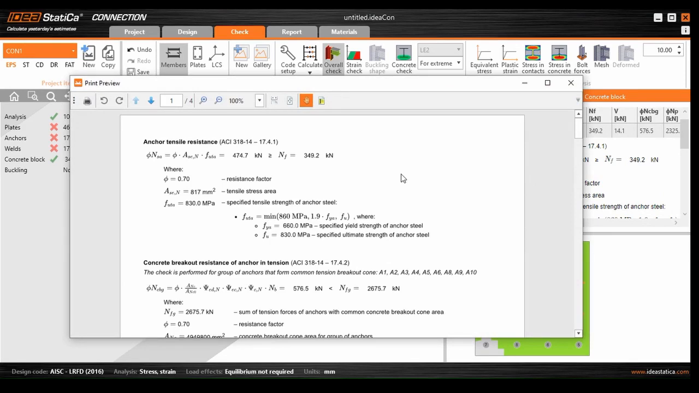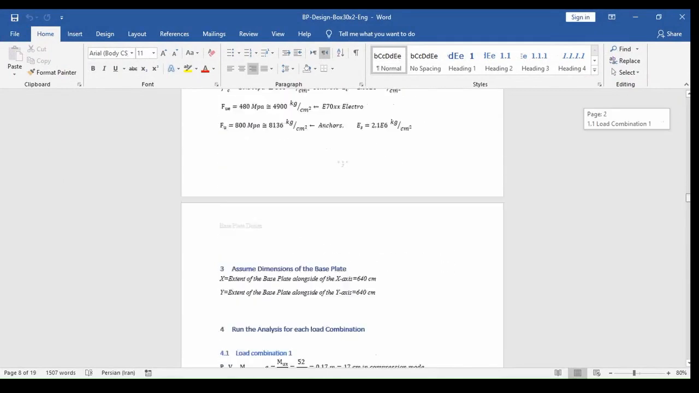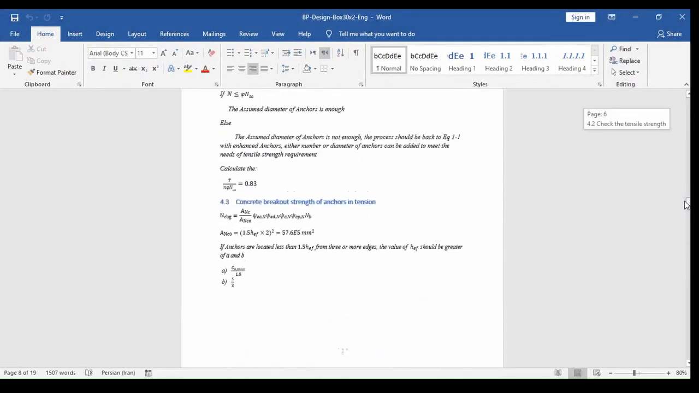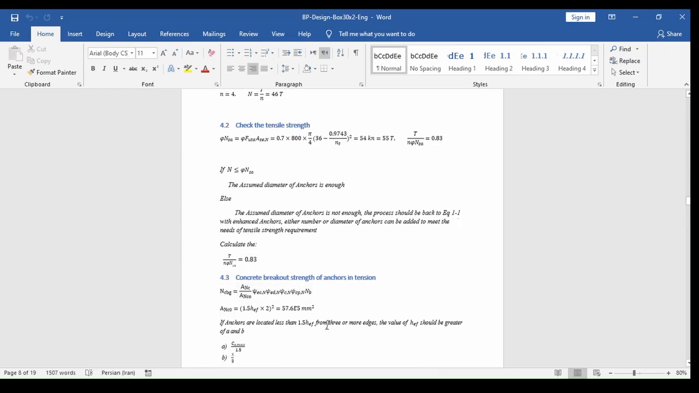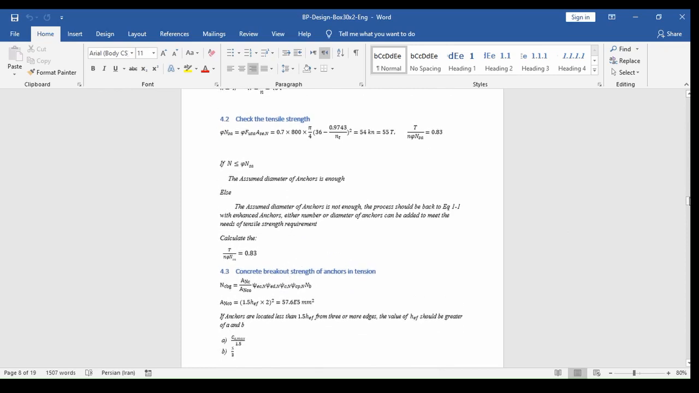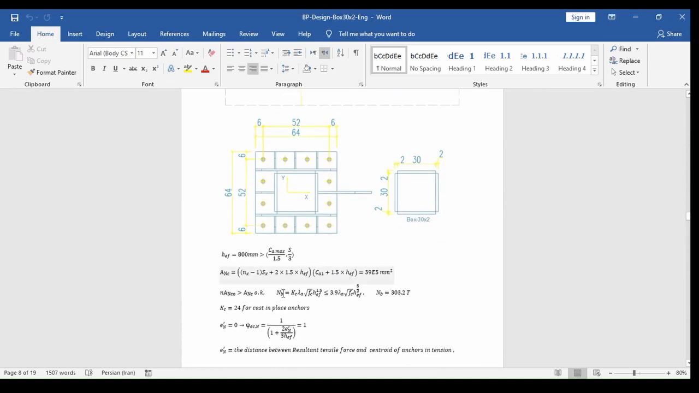In chapter 17 of ACI, you may find all the requirements needed, and also I provided them in this example here in more detail. I also provided all the requirements you need to go through according to ACI here. For example, tensile strength, concrete breakout strength of anchors in tension, with more detail and with more concentration on little stuff. Okay, so then get back to IDEA again.